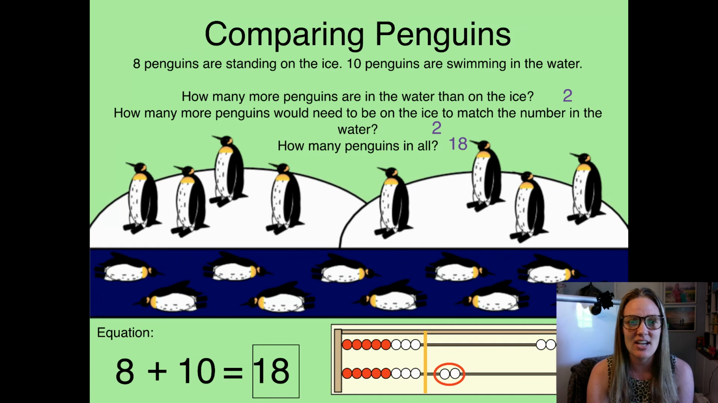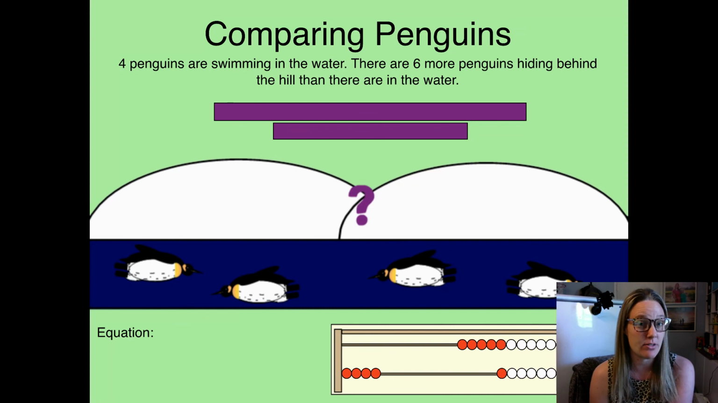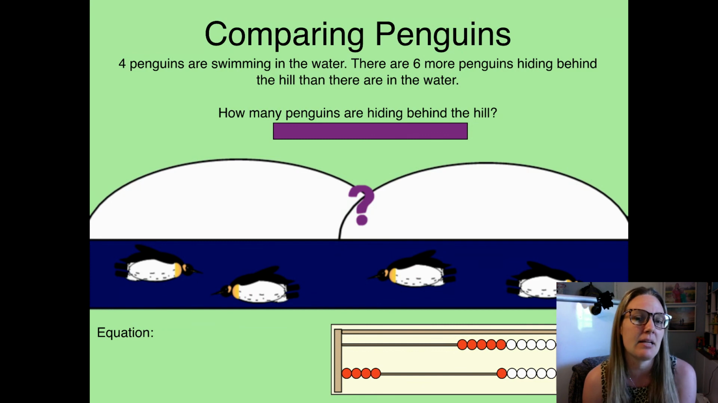All right, let's check the next one. It says 4 penguins are swimming in the water. There are 6 more penguins hiding behind the hill than there are in the water. Okay, I'm going to read it again. 4 penguins are swimming in the water. There are 6 more penguins hiding behind the hill than there are in the water. How many penguins are hiding behind the hill?